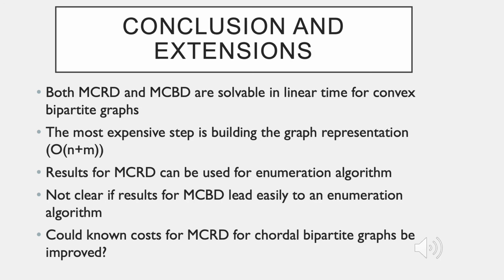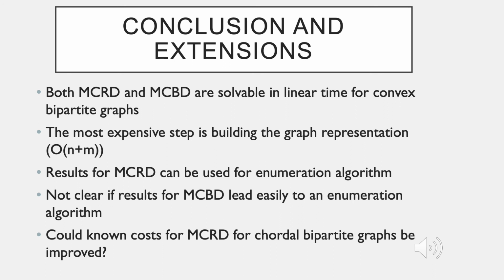We have shown that both minimum cardinality red dominating set and minimum cardinality blue dominating set are solvable in time linear in the number of vertices for convex bipartite graphs. The most expensive step is the initial step to build the neighborhood array to represent the graph, and this needs order n plus m, where n is the number of vertices and m is the number of edges.